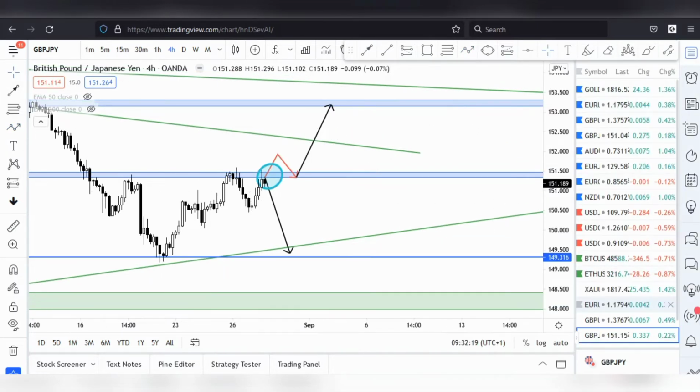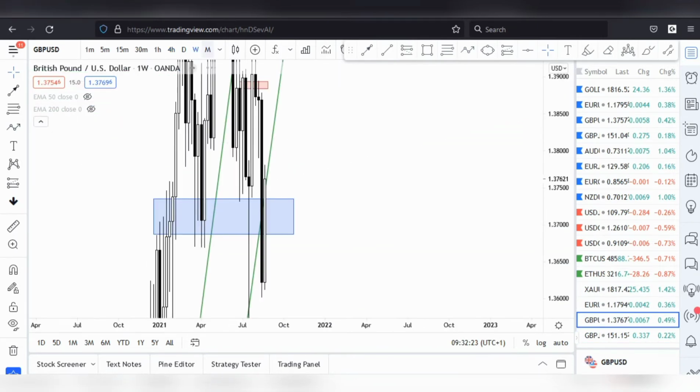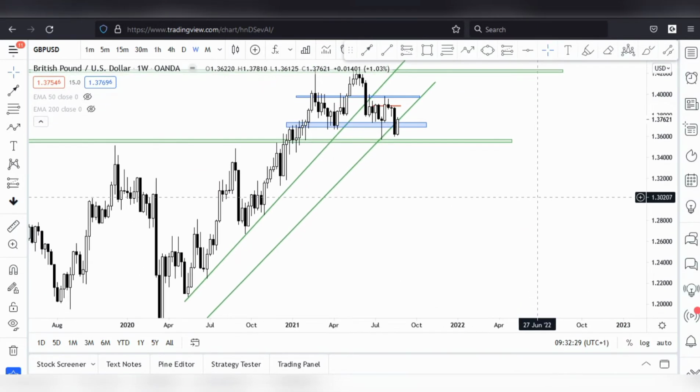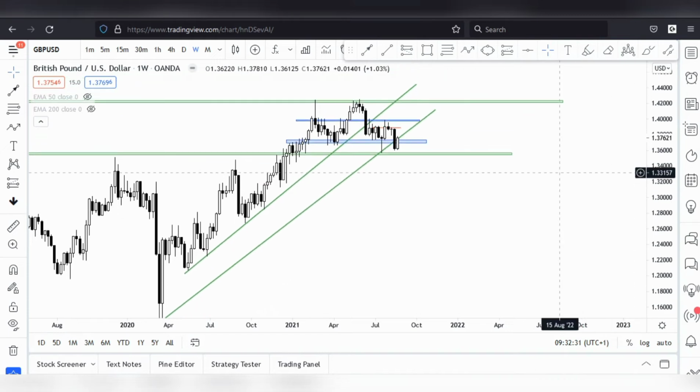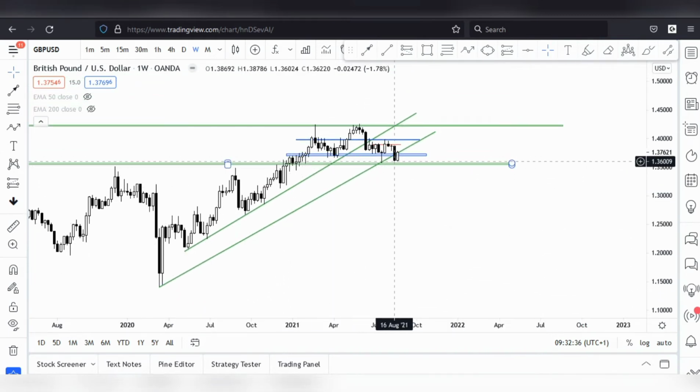So the next trade I'll be looking at is GBPUSD. Again, I'll be going to the weekly time frame. So on the weekly time frame, we can see that price broke below this trend line as well as support level, then came all the way back up.